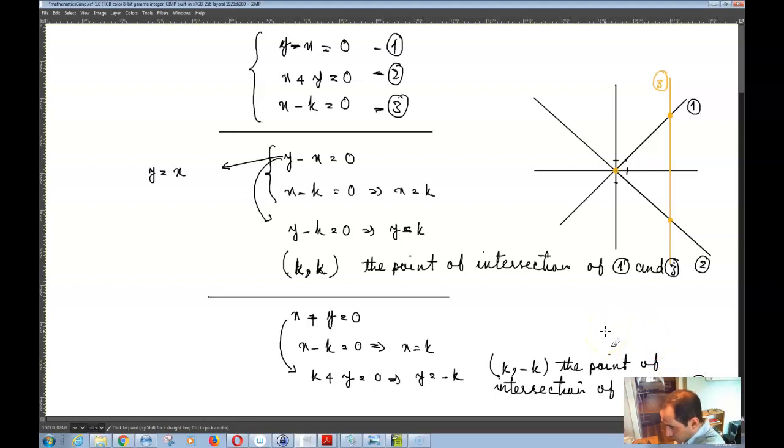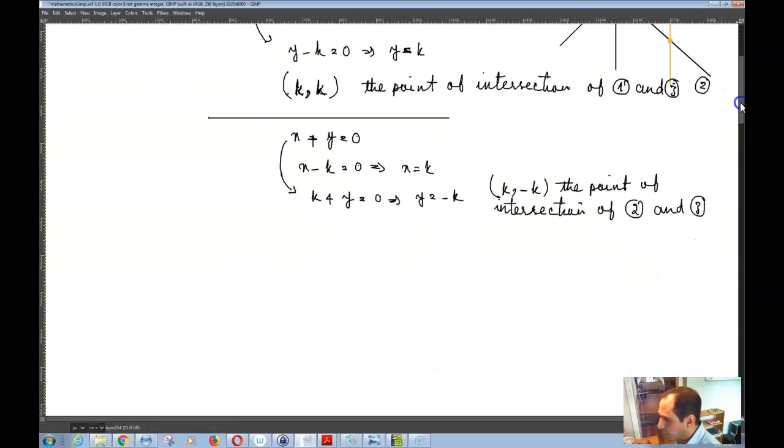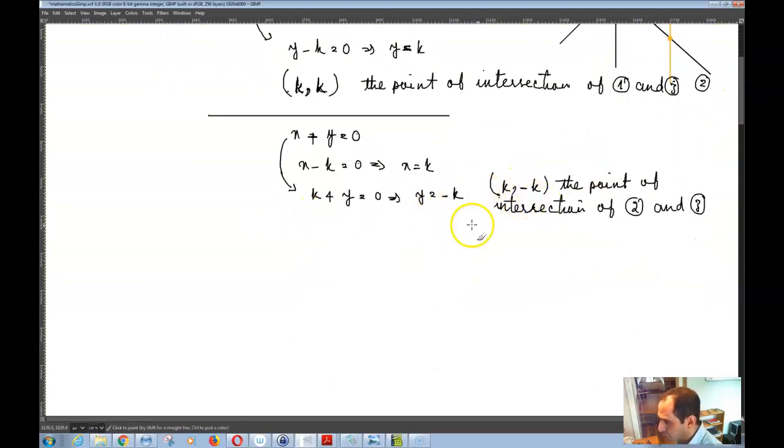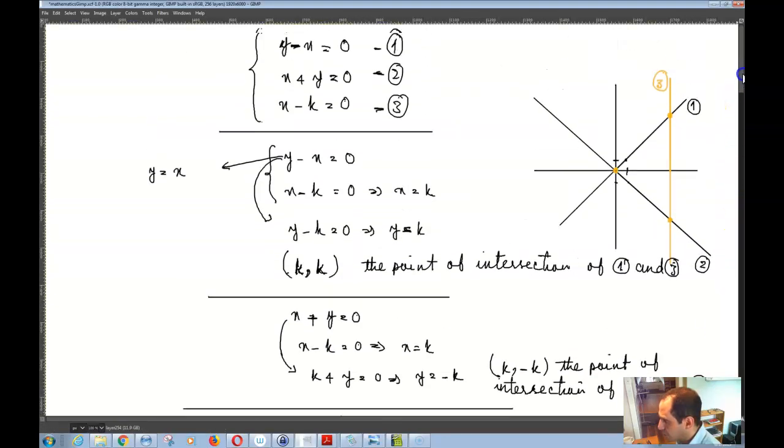So now we have basically these 3 points, which are basically k comma negative k, we have k comma k, and we have 0 comma 0, because the point of intersection of these two lines was the origin, which is 0 comma 0.